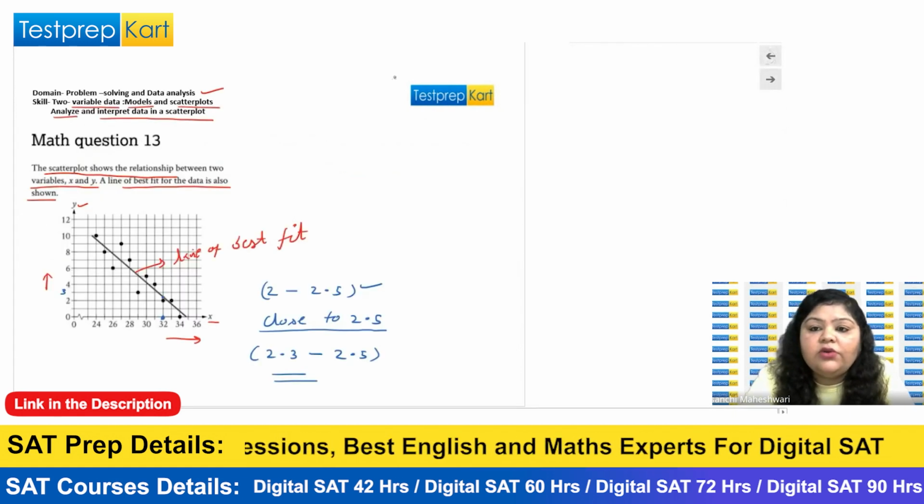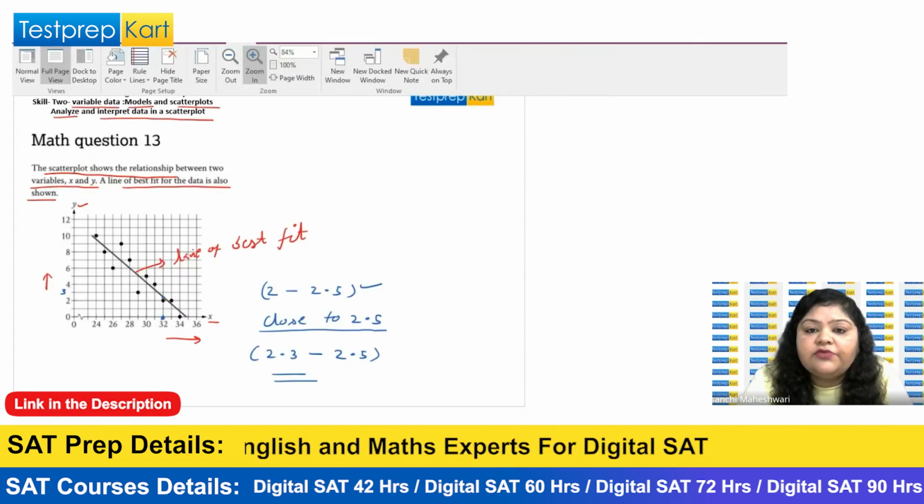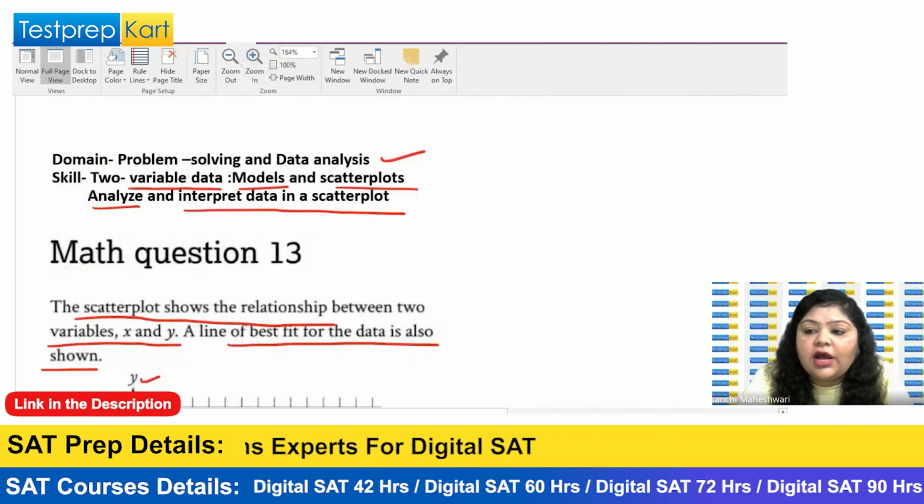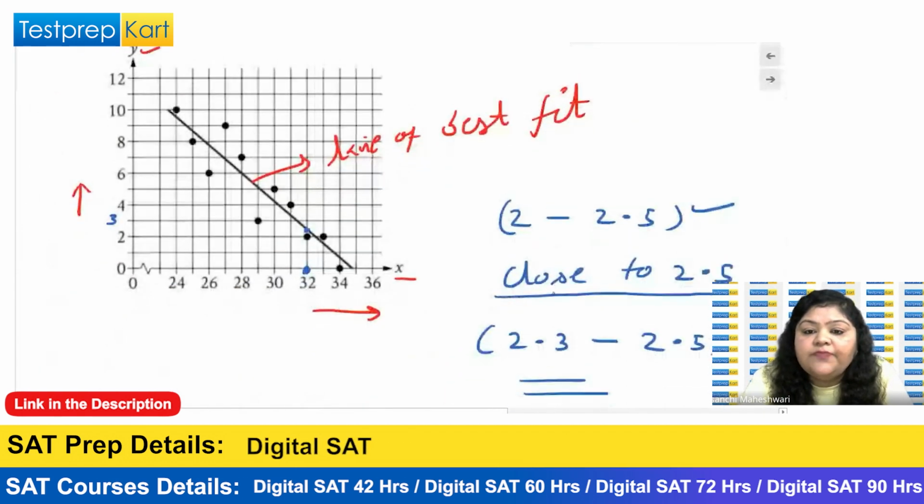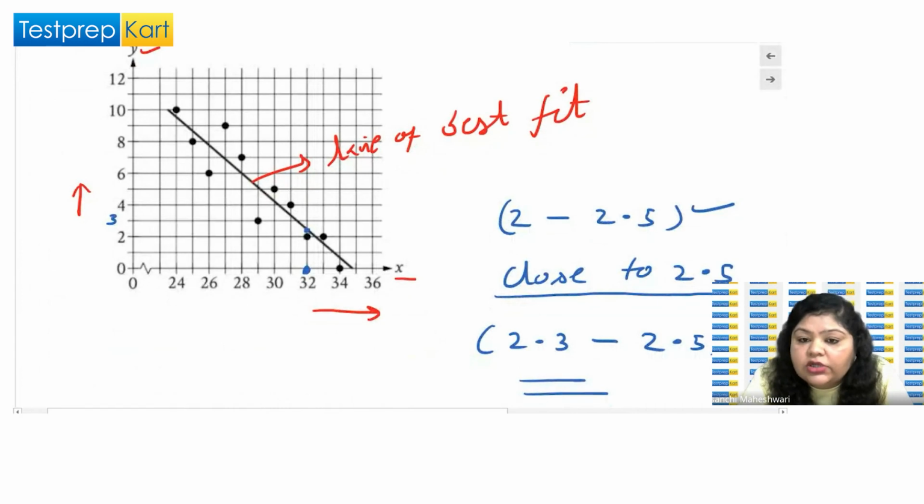Because have a look at the graph now. Let me again zoom this question here for you. Have a look at the graph. Is it saying the same thing or not? On this blue point, that is somehow below 2.5, and close to 2.5. So obviously that has to be 2.4.